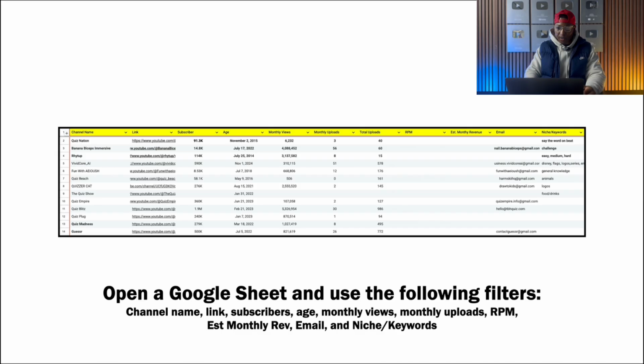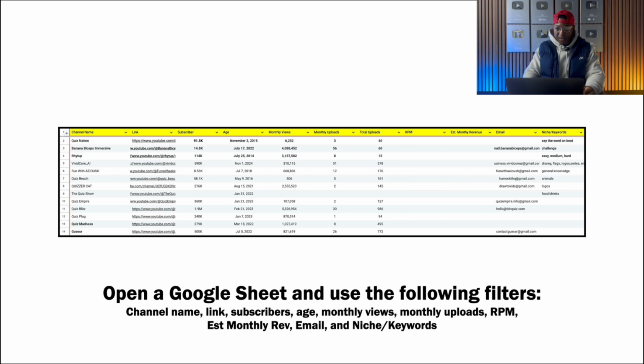Next is your total uploads. This is also going to let us know how healthy the channel is. So a channel that has a lot of subscribers, but only around 40 uploads. For example, the channel Quiz Nation has 91,000 subscribers, but only 40 uploads. That's a very healthy channel, and they only uploaded 3 monthly uploads.